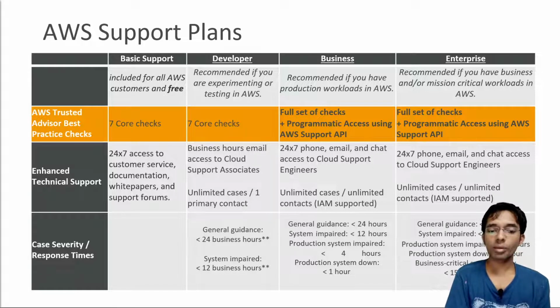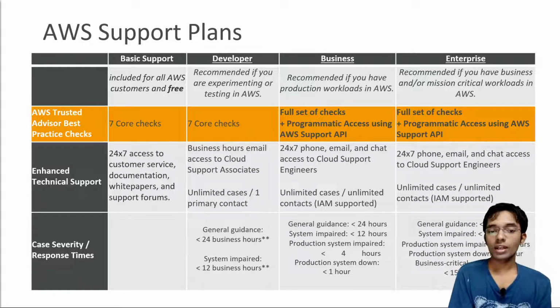If you use the Developer plan, it's something you have to pay for to get more business support from AWS, about $29 per month, but it still only gives you access to 7 core checks. As soon as you go into the Business plan or the Enterprise support plan, you are going to have access to the full set of checks from Trusted Advisor, and you are going to get programmatic access to Trusted Advisor through the AWS Support API, and that is something you have to remember going into the exam.